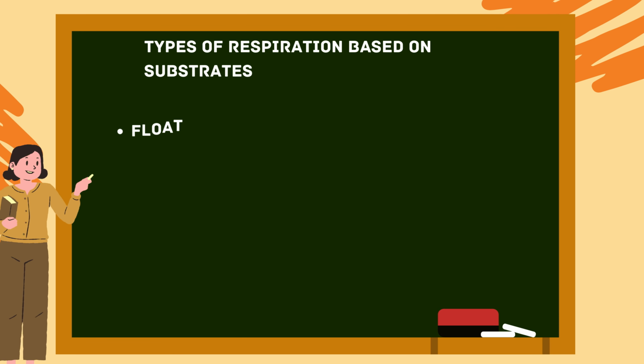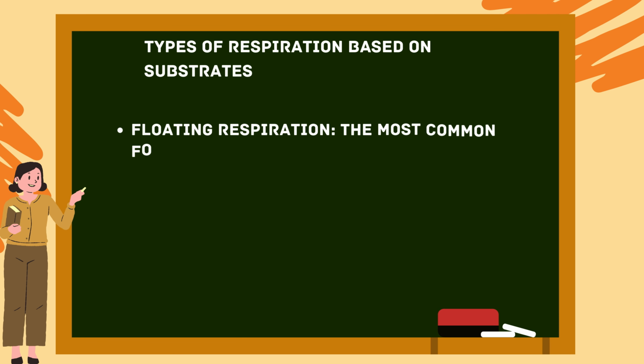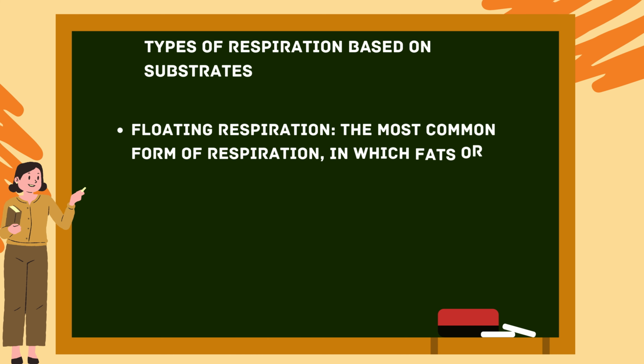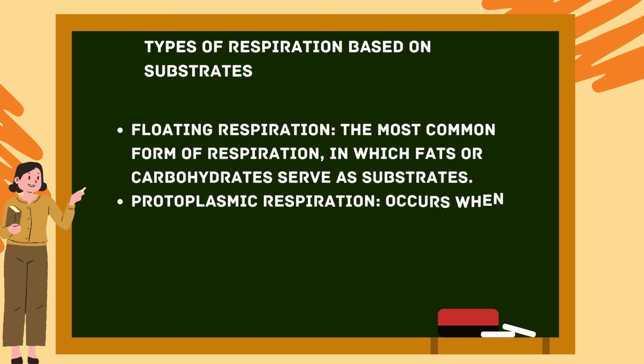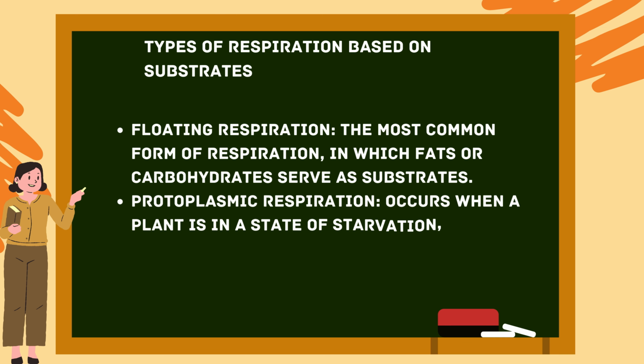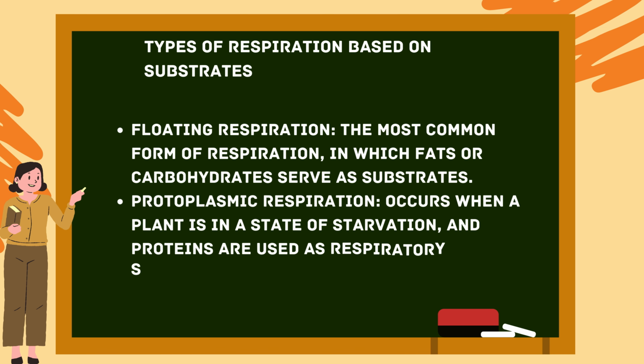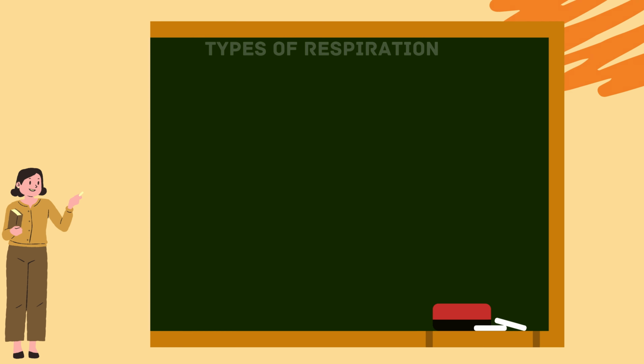Types of respiration based on substrates. Floating respiration, the most common form of respiration, is one in which fats or carbohydrates serve as substrates. Protoplasmic respiration occurs when a plant is in a state of starvation, and proteins are used as respiratory substrates.